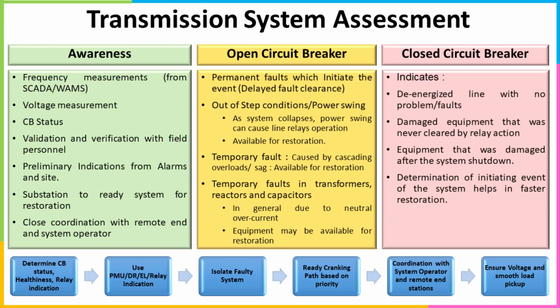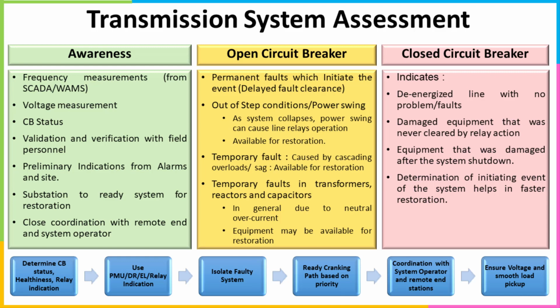So system level generation, then we look into the transmission. For transmission, there is awareness, that is one most important thing. So how you get the awareness of how much transmission system is available, what are the problems that there are. Frequency measurement from a SCADA and WAM system.